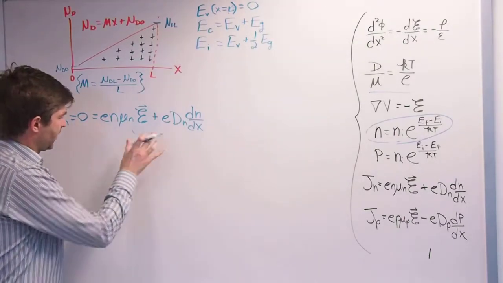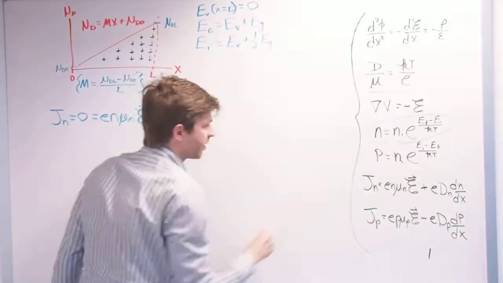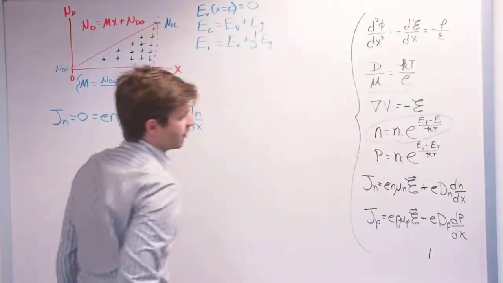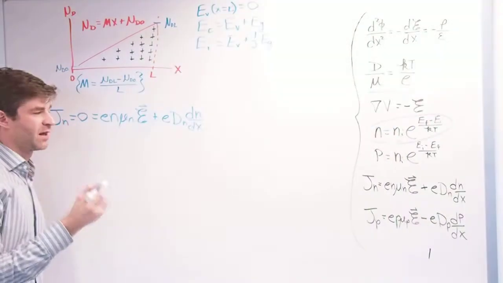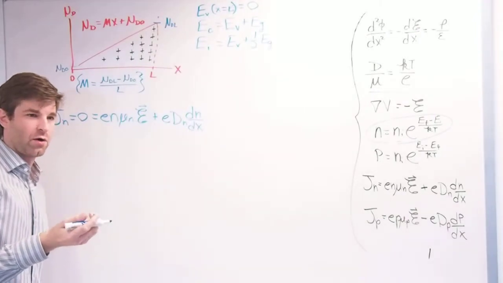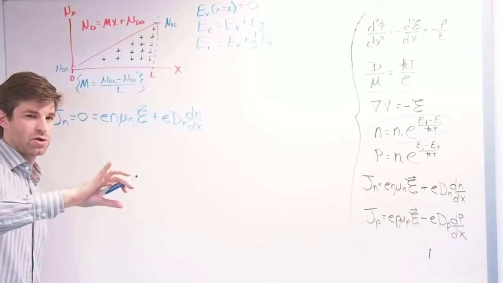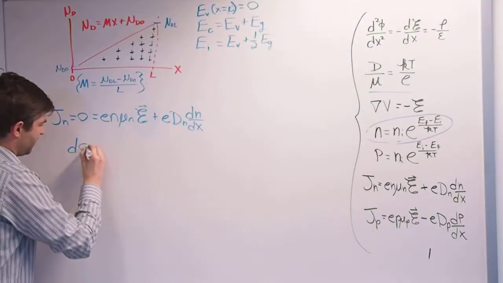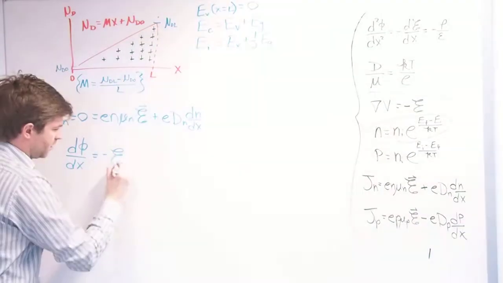Now, here's the thing. We know from this relationship here, from electromagnetics, that del V equals the negative of the electric field. And we know that the potential of an electron is always opposite of its kinetic energy. That means the negative of the voltage of the potential is the positive of the kinetic energy. So that means dphi over dx equals negative E.